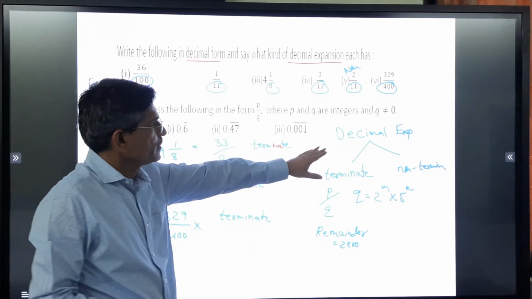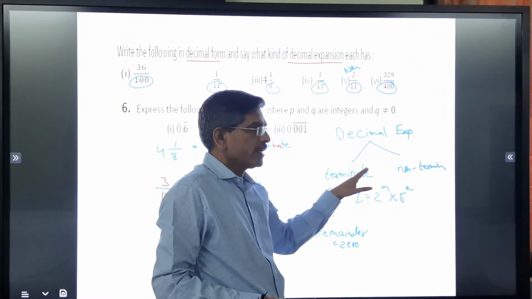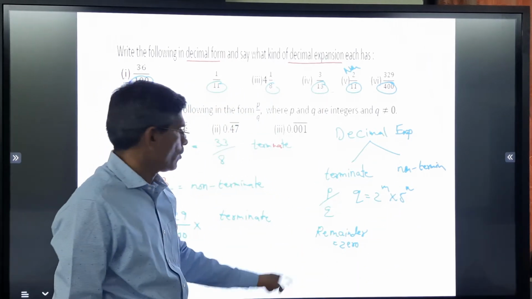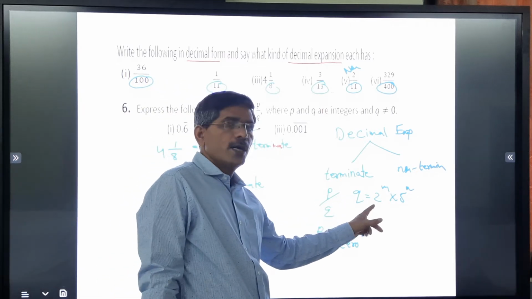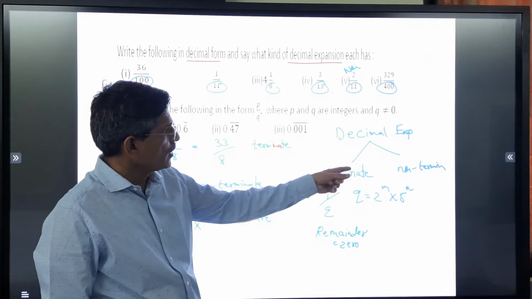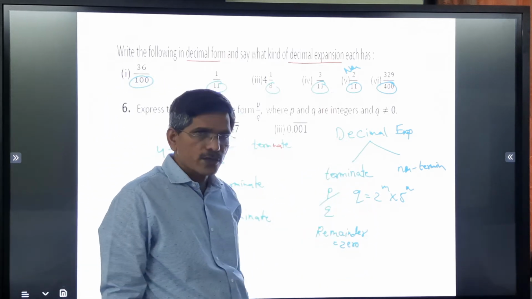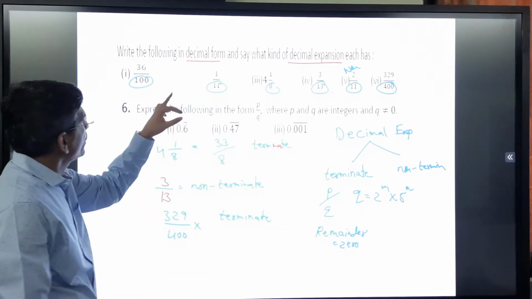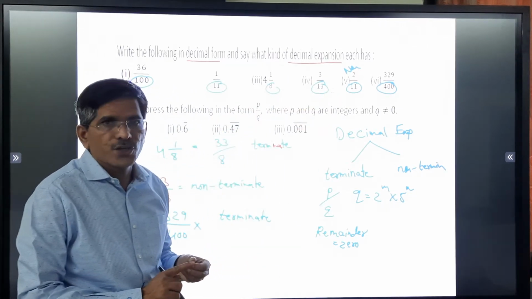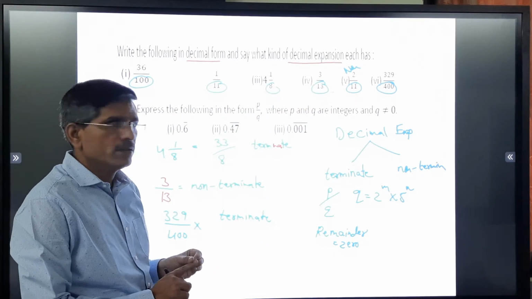Generally, when a decimal expansion is there, you have to decide terminating or non-terminating. When can we say terminating? When the remainder is 0 or the denominator is in the form of 2 and 5. And in non-terminating, generally the remainder is not 0. Mostly prime numbers are in the denominator, like 13, 11, 7, 3. Then we can say it is non-terminating.